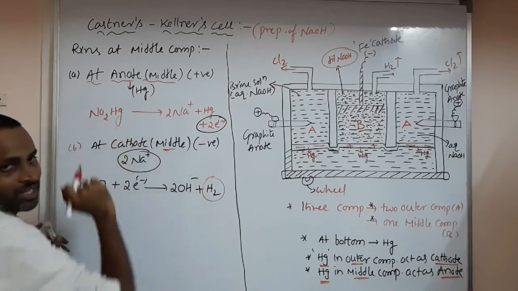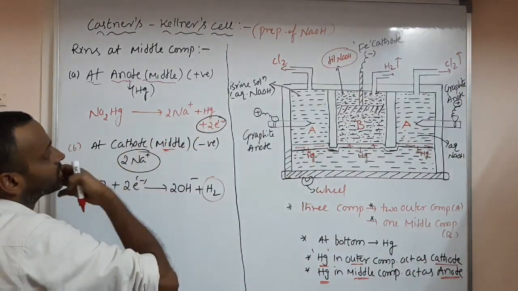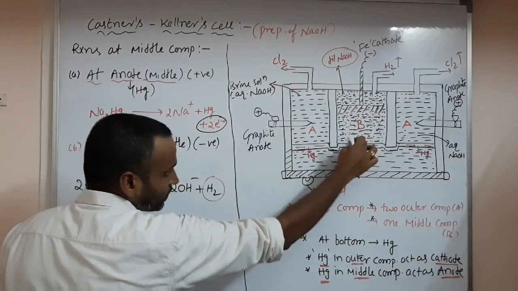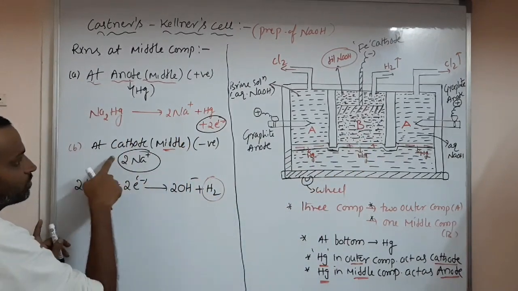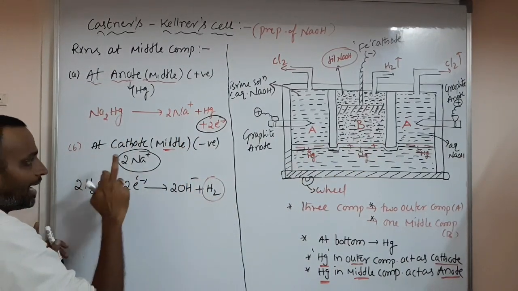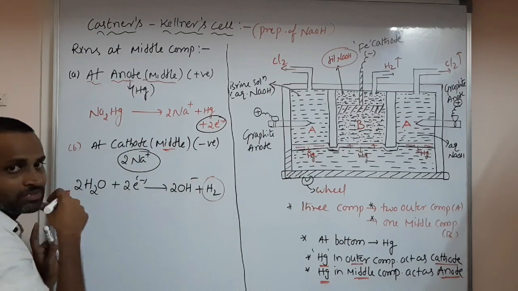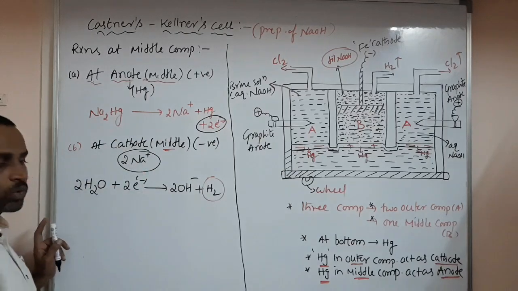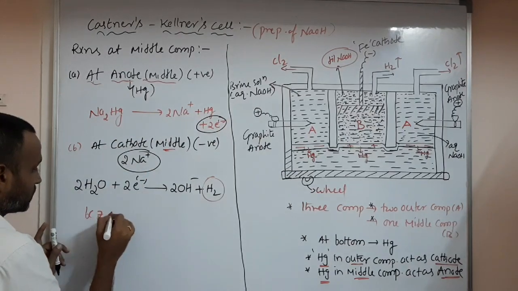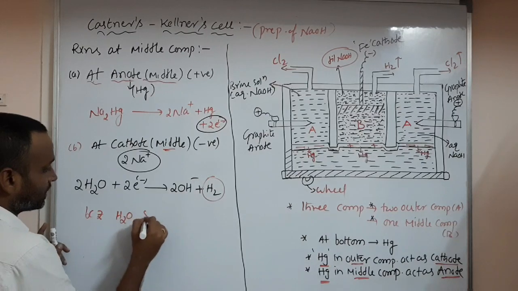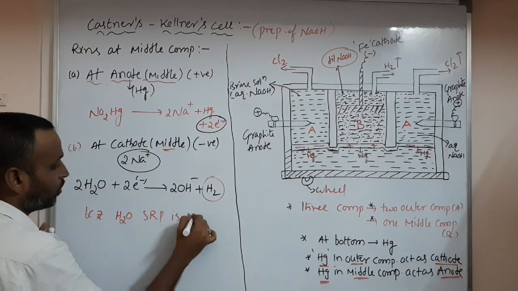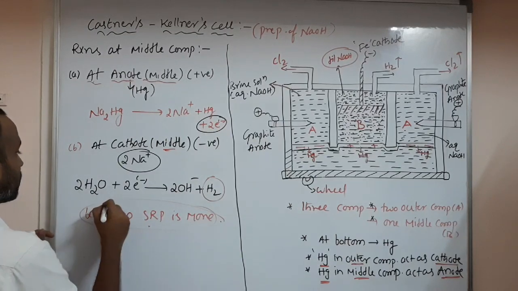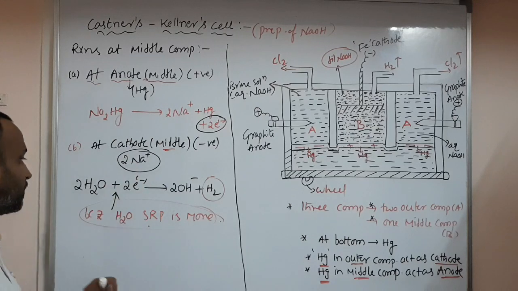Water you have and Na plus ions you have. Na plus ions are actually formed in the middle compartment anode, and those Na plus ions will move towards the cathode. Who is undergoing reduction? Water is undergoing reduction instead of Na plus. I told you the reason: because the water SRP is more. This is the only reason why water undergoes reduction instead of Na plus.